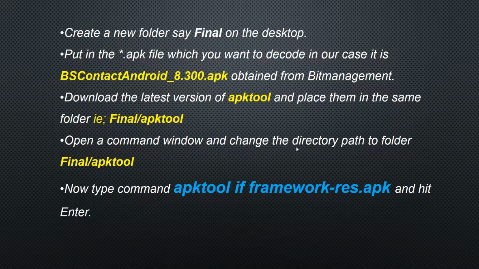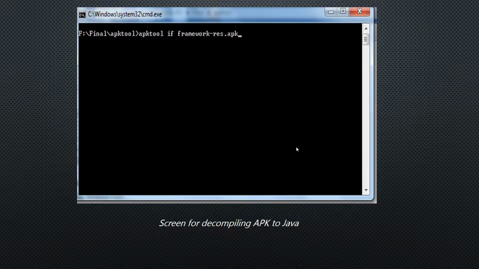In our case it is BS Contact Android 8.300.apk, obtained from the beta management. Download the latest version of APK tool and place it in the same folder, that is final/apk tool. Open a command window and change the directory path to the folder final/apk tool. Now type the command apktool if framework-res.apk and hit enter. So this will be the command.